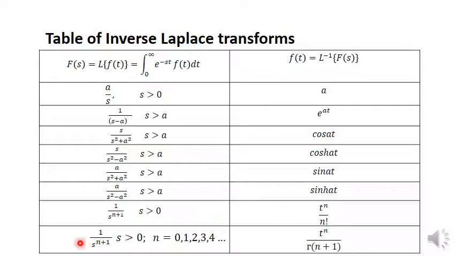Similarly, the same function L inverse of 1 over s raised to the power of n plus 1 can also be represented by t raised to the power of n divided by gamma of n plus 1. The gamma of n plus 1 is the same as n factorial.